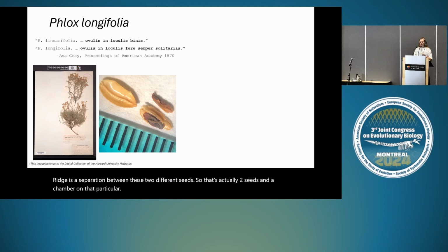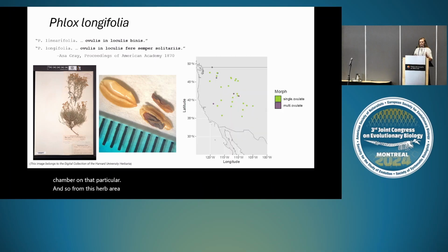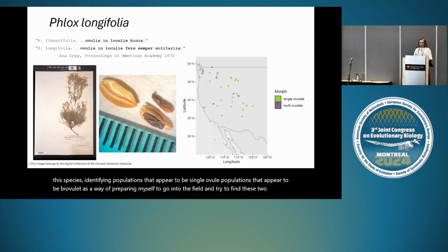And so from this herbaria work, I described a broad distribution pattern within this species, identifying populations that appear to be single ovulate and populations that appear to be biovulate, as a way of preparing myself to go into the field and try to find these 2 different morphs.